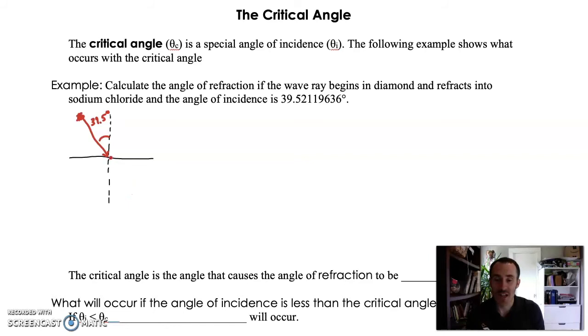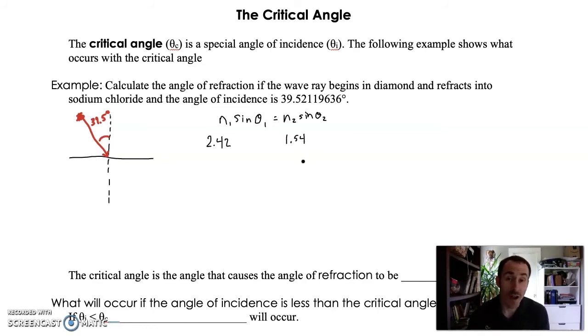And so we're going to find an angle of refraction of some kind. We're going to use our relationship with indices of refraction: N1 sine theta 1 is equal to N2 sine theta 2. And we're going from diamond into sodium chloride. We look both of those indices of refraction up on our formula sheet, and it turns out that diamond is 2.42 and sodium chloride is 1.54.